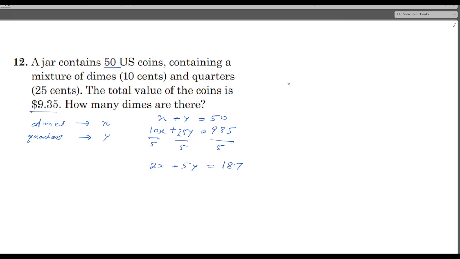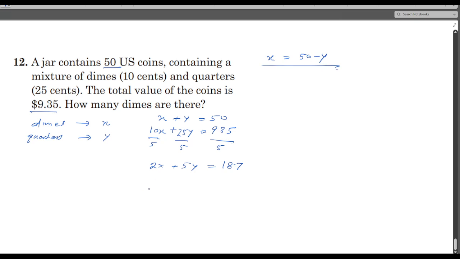Now I can use the substitution method. So x plus y is 50 gives me x is equal to 50 minus y. So I will use this value of x. It is 2 times x, so I will use 50 minus y, plus 5y is 187. Now 2 times 50 is what? 100 minus 2 times y is 2y, plus 5y is equal to 187. Okay. Now 100 minus 2y plus 5y. 5 minus 2 is what?